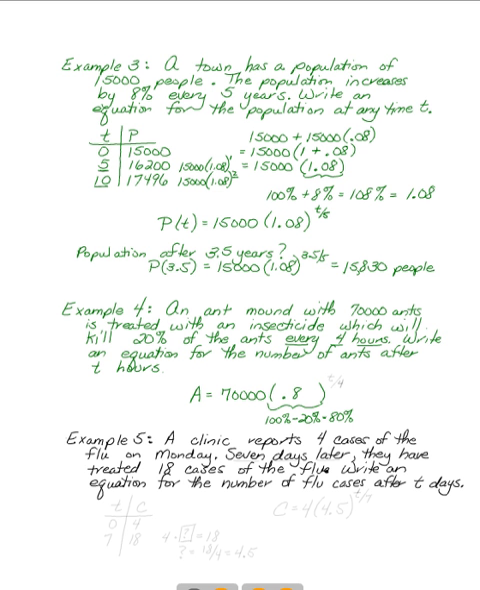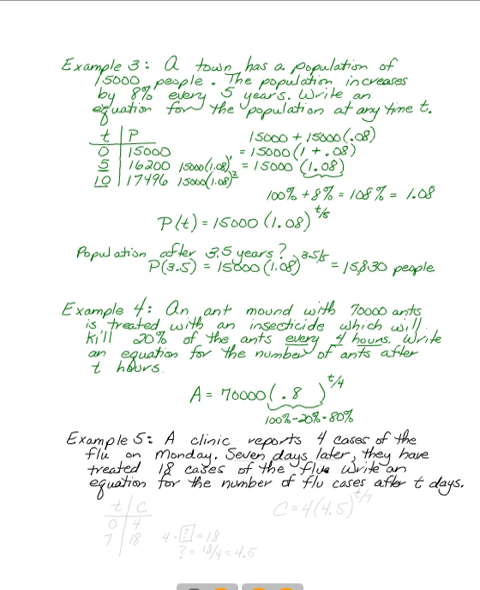So like in example 3, what we need in our exponent is not just a t, but we're going to take t and divide it by the amount of time it takes for that change to occur, which in this case is 4 hours. So every 4 hours we're going to have 80% of our ants left, and we've started with 70,000 ants. And that's our equation. So we'll have 70,000 times 8/10 raised to the t divided by 4 power.